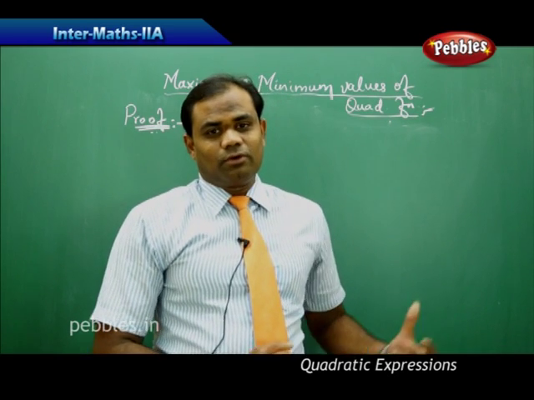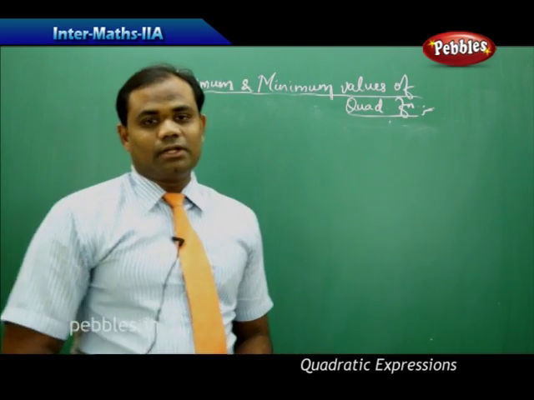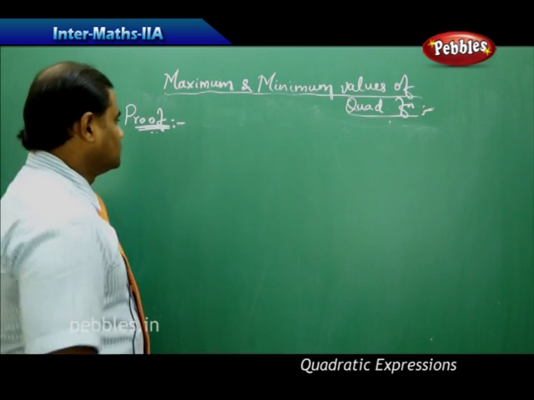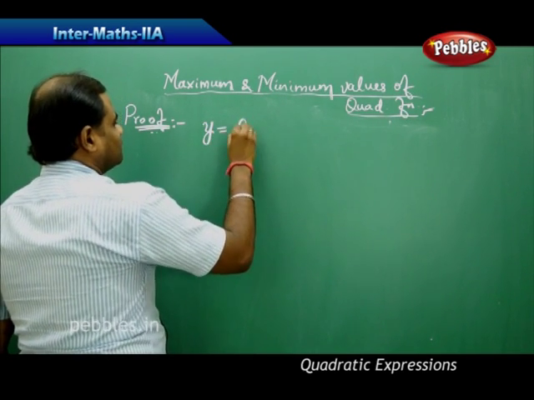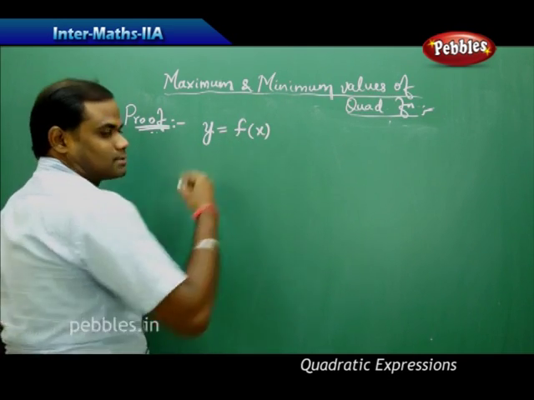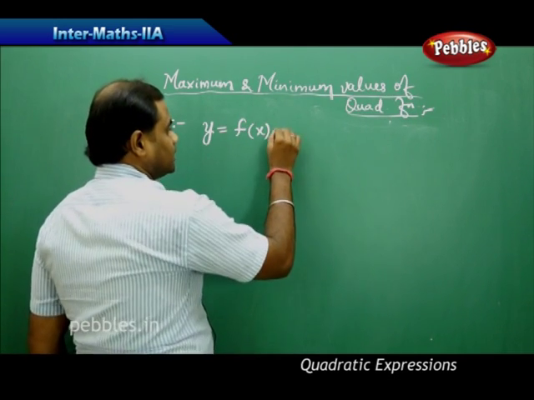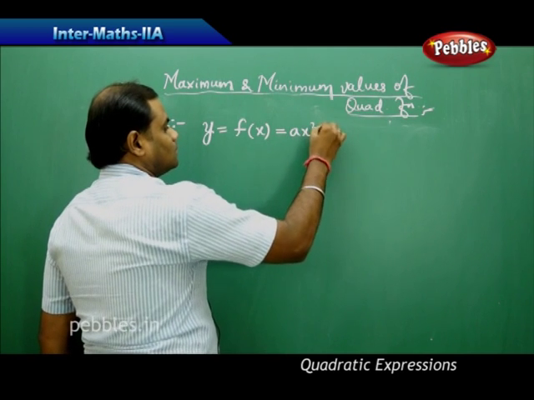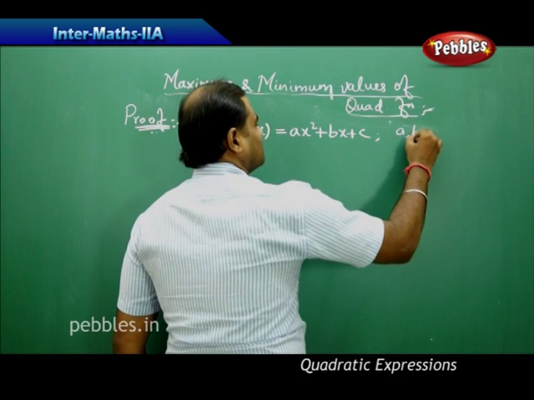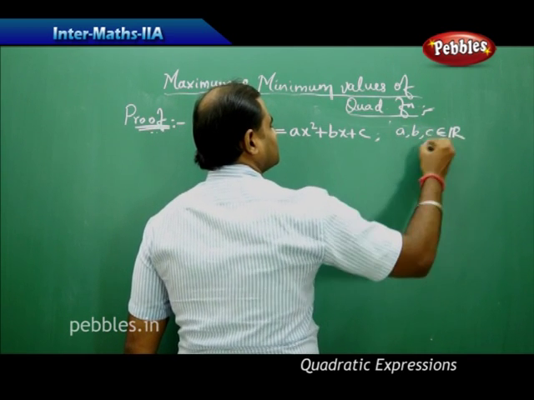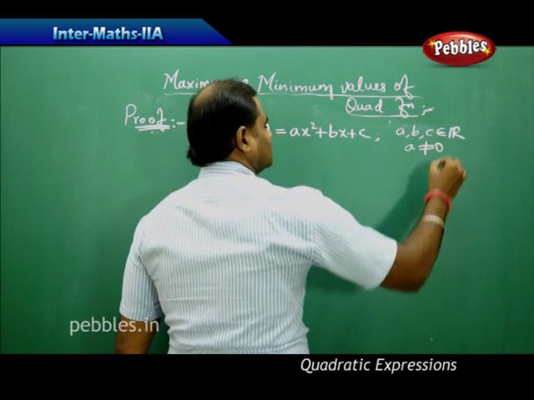Now to start with the proof, let's start with the general quadratic function. We have already considered the general quadratic function as y, which I represent as f of x, and which is nothing but ax squared plus bx plus c, with a, b, c being the real coefficients, and of course a not equal to 0.